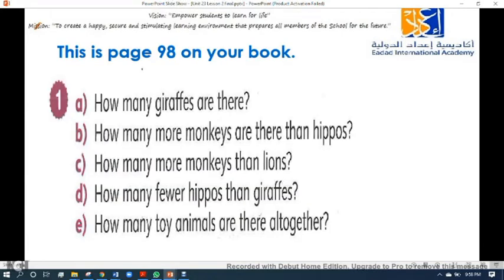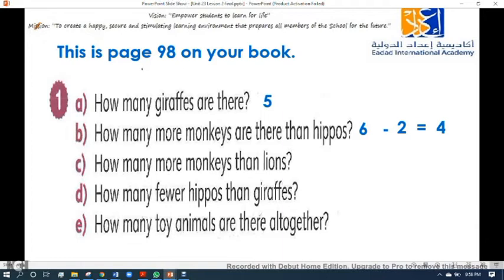Alright class, so this is page 98 in your book. Now let's understand the data that we have or the information that we have. So how many giraffes are there? There are 5 giraffes. And how many more monkeys are there than hippos? Yes, we have this question again, so the operation that we will use is subtraction. Now monkeys, we know that there are 6 monkeys. Then we write subtraction, and we know that there are 2 hippos. Then that is equals to 4. So there are 4 more monkeys than hippos.